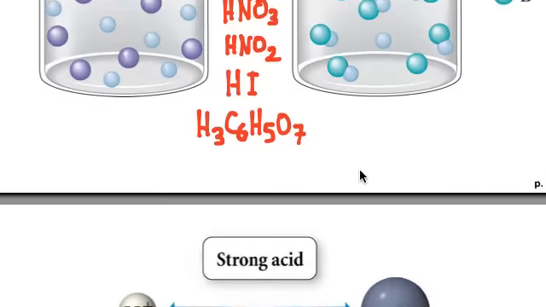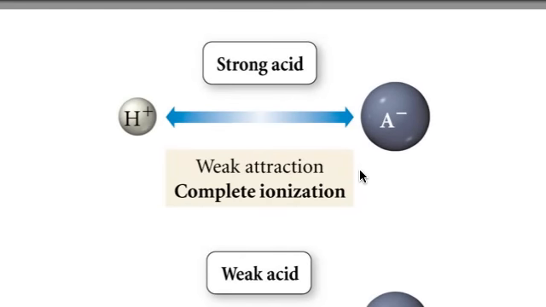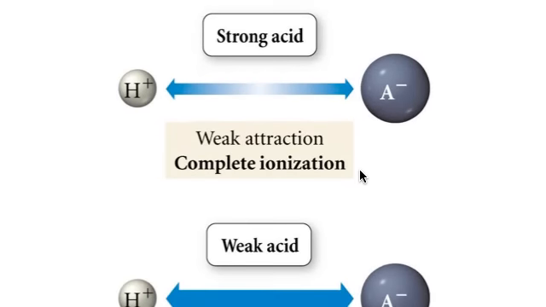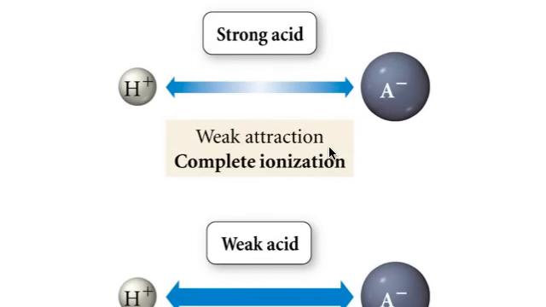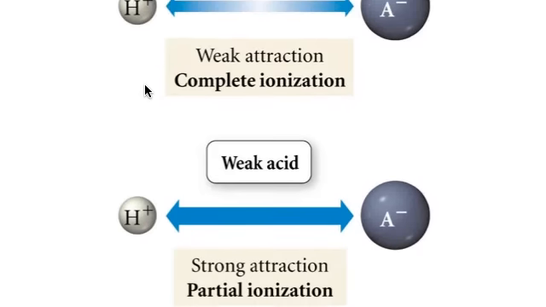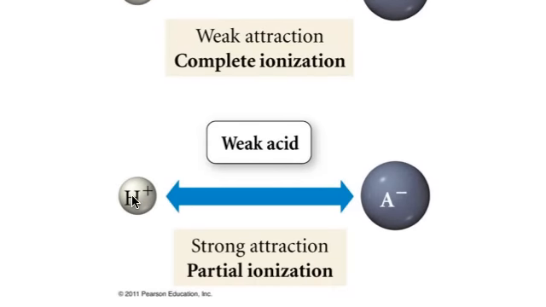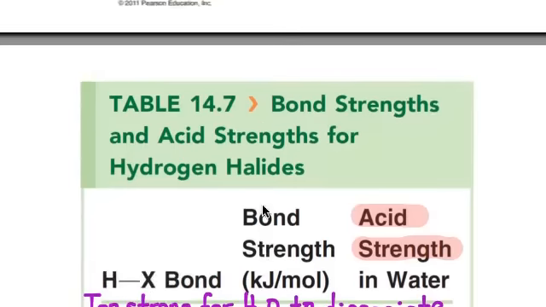So, anyway, think about the cartoons. Another way to say it is, is the water able to pull the bond apart between the acidic hydrogen and whatever else is left over? Well, with a strong acid, the answer is yes, because there's a weak attraction between the H plus and the A minus, and water just yoinks that hydrogen ion right off. But with weak acids, not so much. Weak acids are weak because the bond between the acidic hydrogen and whatever else it's bonded to is strong, and so water cannot break that bond.